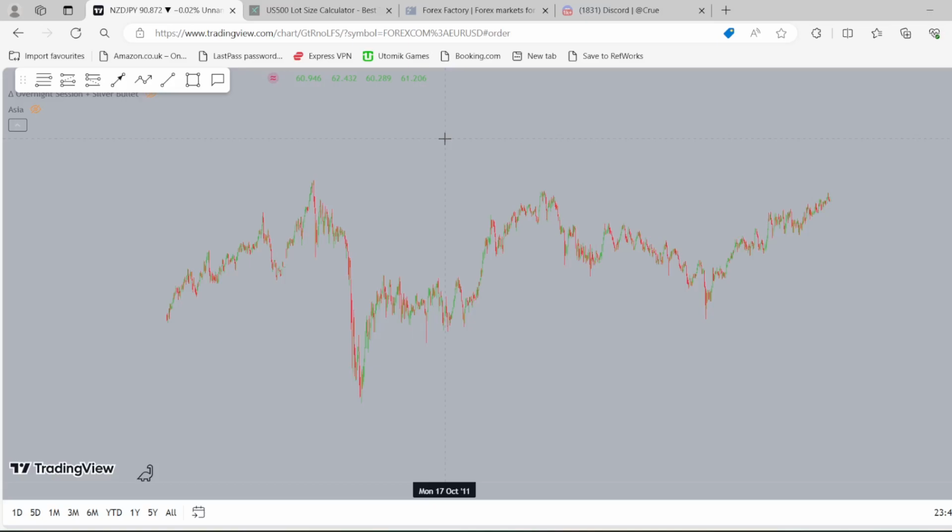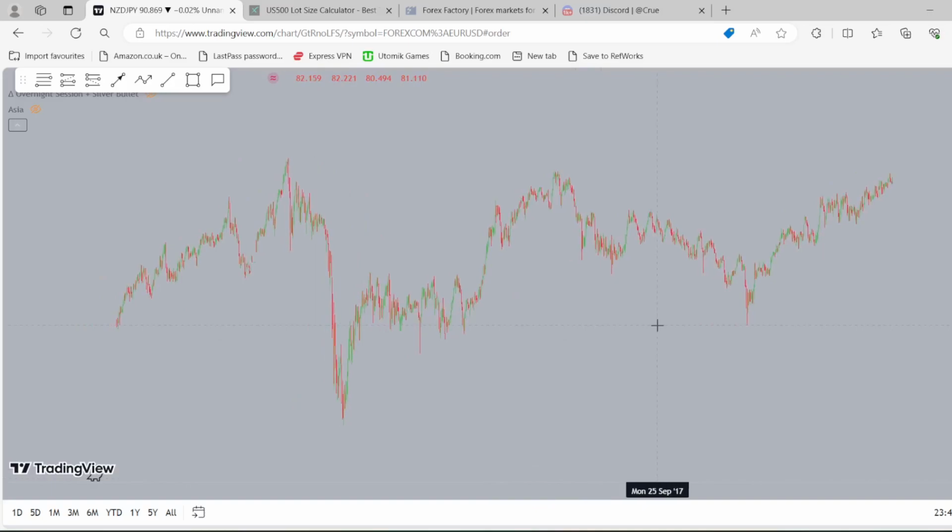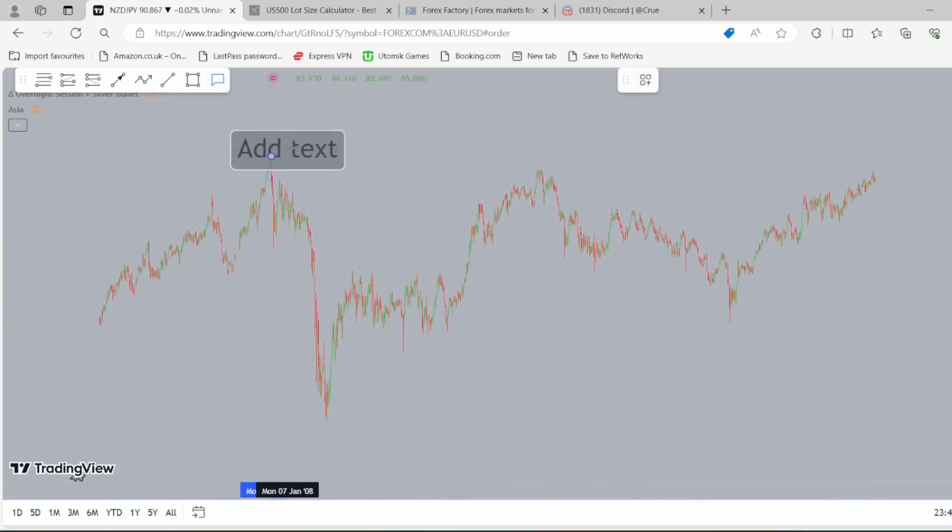So here we have the NZD JPY chart in front of us. I'm going to be going over a higher time frame down to a 4-hour time frame outlook as to where I think this particular market is going to go. So what we have over here is currently a swing high. This is a weekly time frame.